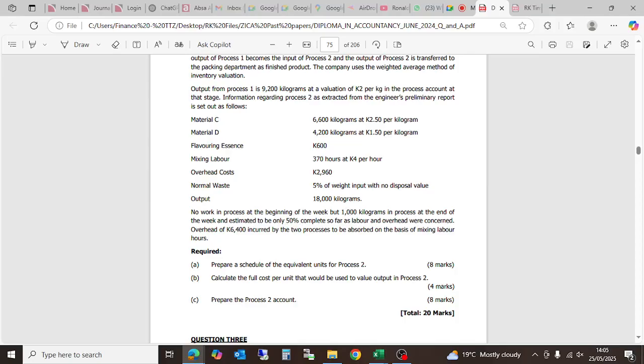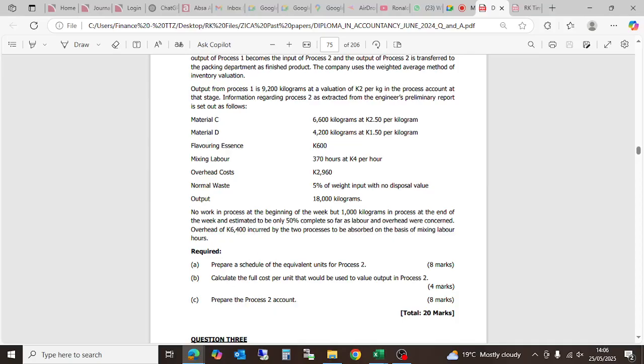Okay, all right. So far as labor and overhead are concerned, overhead of 6,400 incurred by the two processes is to be absorbed on the basis of mixing labor hours. Prepare a schedule of the equivalent units for process two. So they want us to prepare a schedule of equivalent units for process two, and then the second question is to calculate the full cost per unit that would be used to value output in process two, and then prepare the process two account.